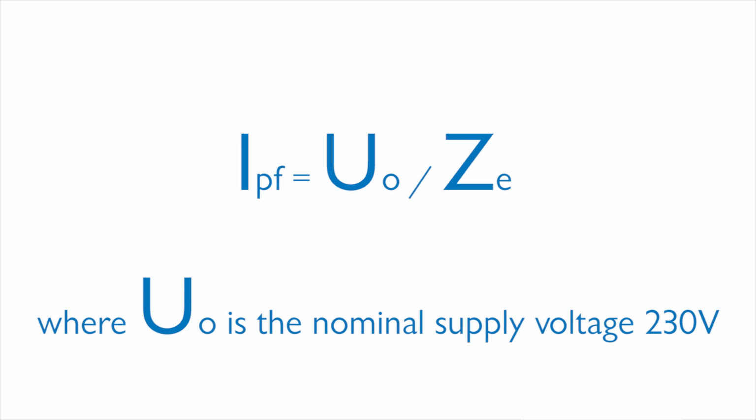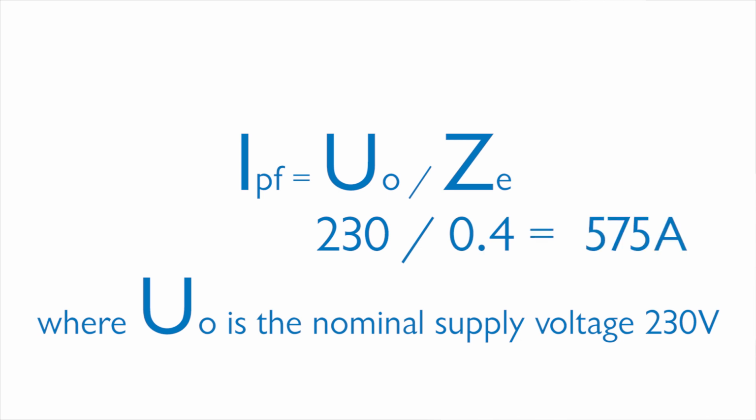So using the formula, the prospective earth fault current is calculated as 230 divided by 0.4, which equals 575 amps. But remember, this is the single phase value and needs to take account of the possibility of line-to-line short circuit faults. Therefore, before recording it on the schedule of test results, remember to double the value.